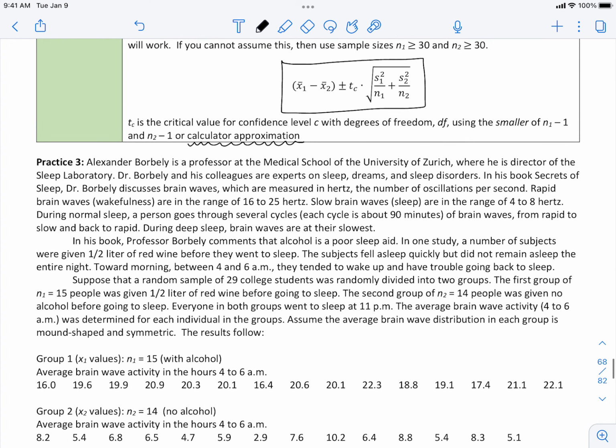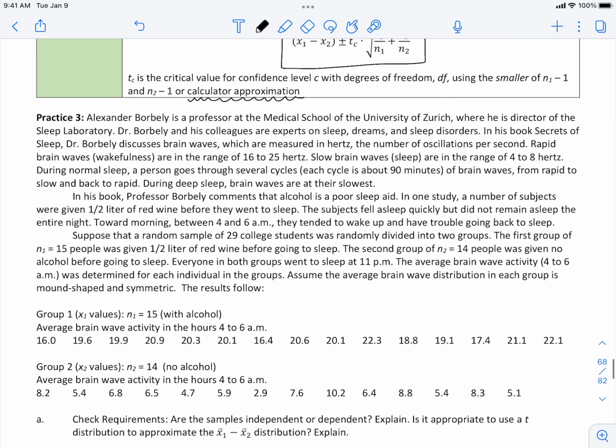All right, Alexander Borbely is a professor at the Medical School of the University of Zurich, where he is director of the sleep laboratory. Dr. Borbely and his colleagues are experts on sleep, dreams, and sleep disorders. In his book Secrets of Sleep, Dr. Borbely discusses brain waves, which are measured in hertz, the number of oscillations per second. Rapid brain waves, or wakefulness, are in the range of 16 to 25 hertz. Slow brain waves, or sleep, are in the range of 4 to 8 hertz.